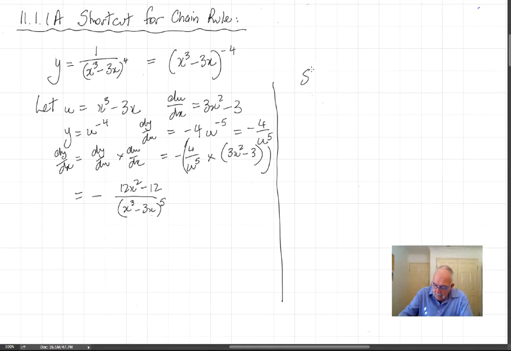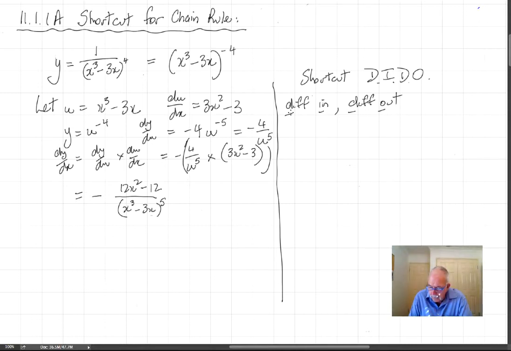and I like the acronym DIDO. DIDO stands for diff in, diff out. DIDO. Now, what's diff in mean?